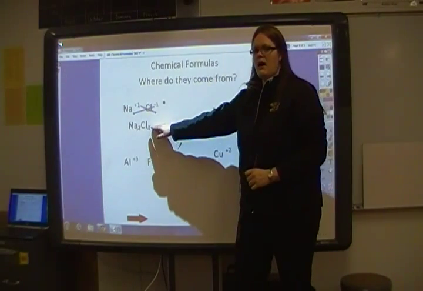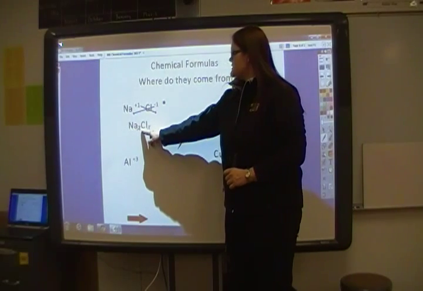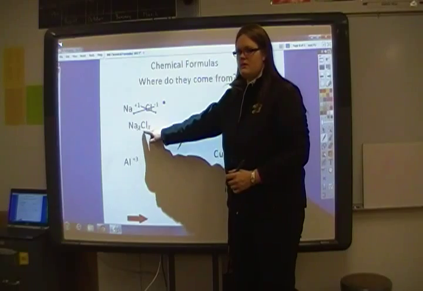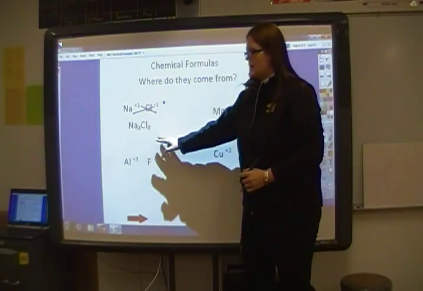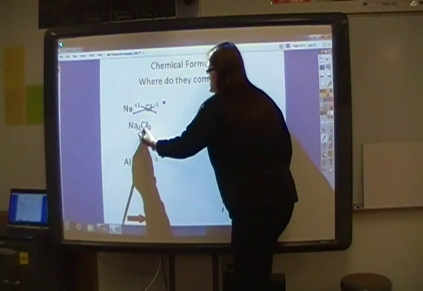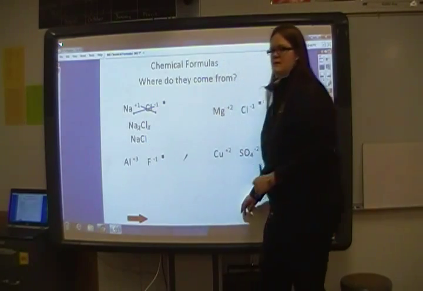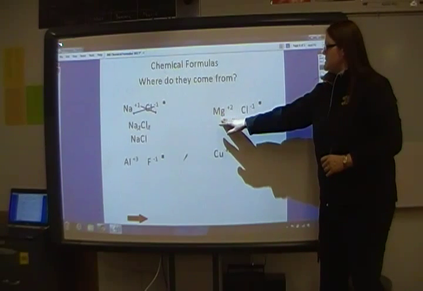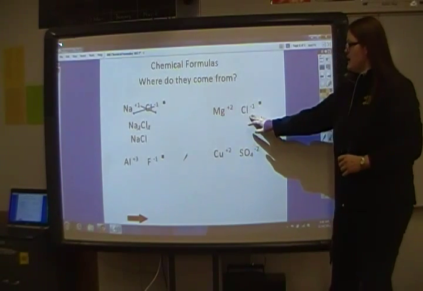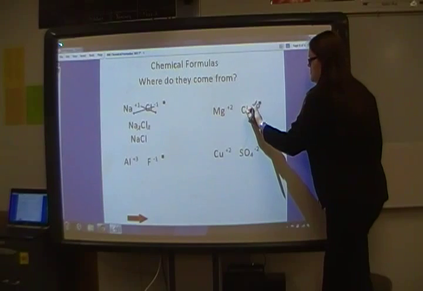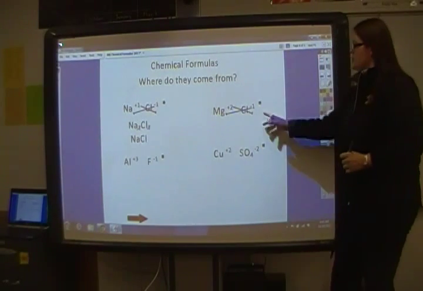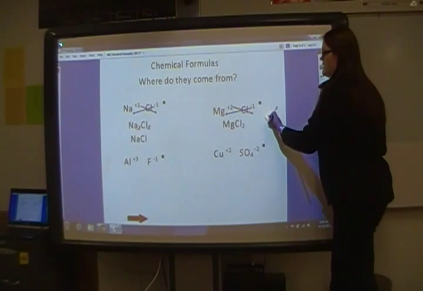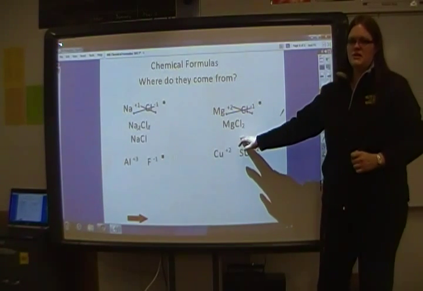We're not canceling them out. The fact that Na is here and that Cl is here says that there is 1. These subscript ones are just extra. So we simply write the formula NaCl. Okay, looking at the next one. Magnesium plus 2, chlorine minus 1. We cross the charges down to subscripts, giving us the formula MgCl2.